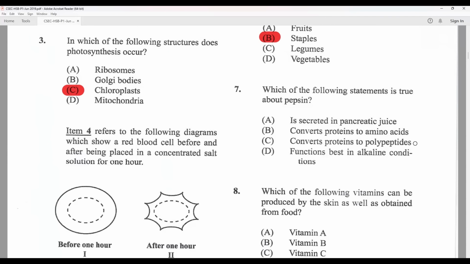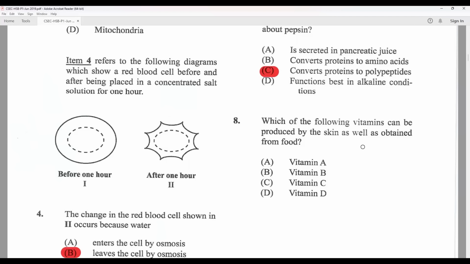Question 7. Which of the following statements is true about pepsin? We know pepsin breaks down proteins into peptides or polypeptides, so we are going with C.